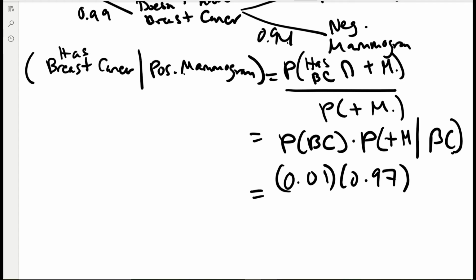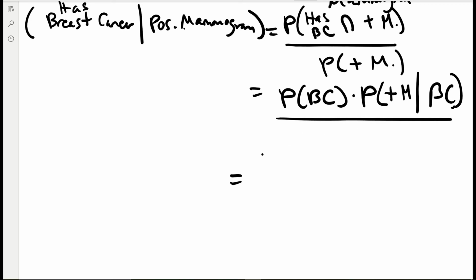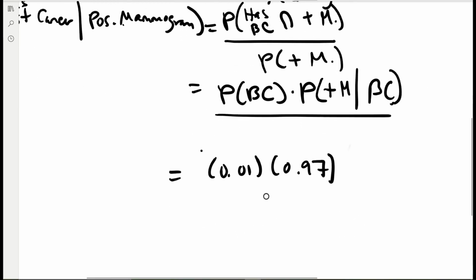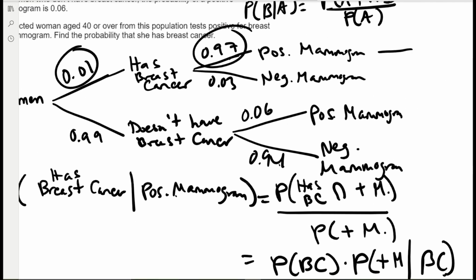All right, so let me make some room here because I need some room for this. So let me bring this down real quick because we're going to need to do the denominator for this. So we said we got 0.01 and then that's 0.97. All right, so we're going to need room for the denominator. So how do we find the probability of a positive mammogram? Well, the only way to do the probability of a positive mammogram is to be able to do both of these scenarios, here and here, right?